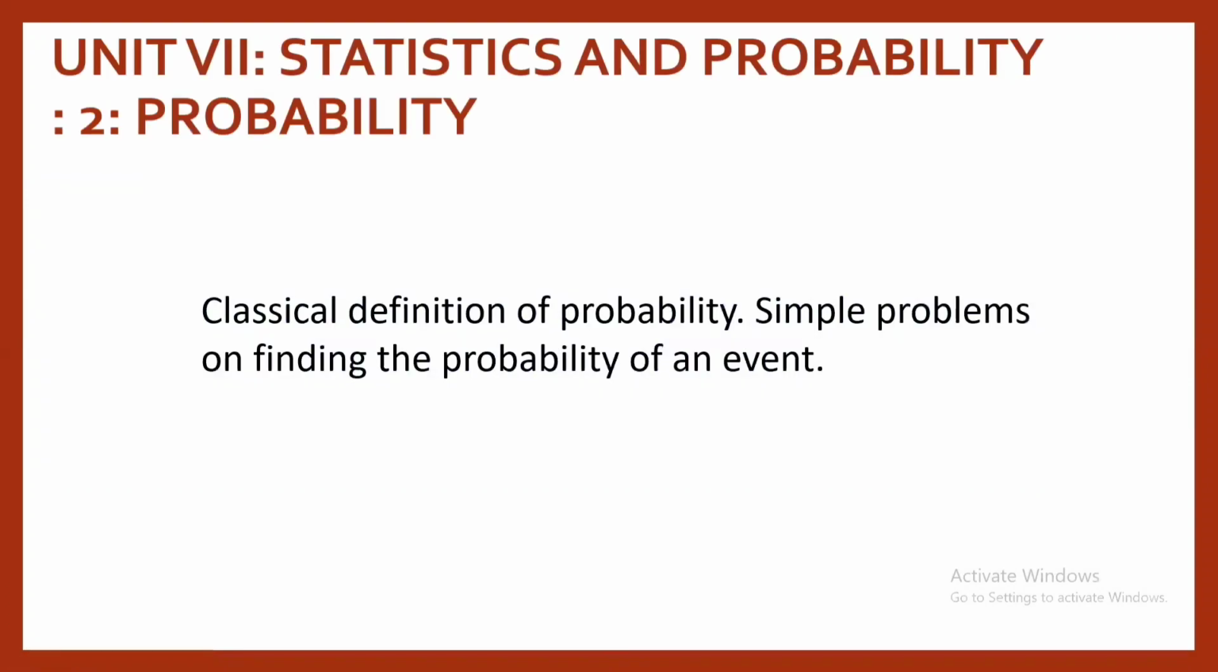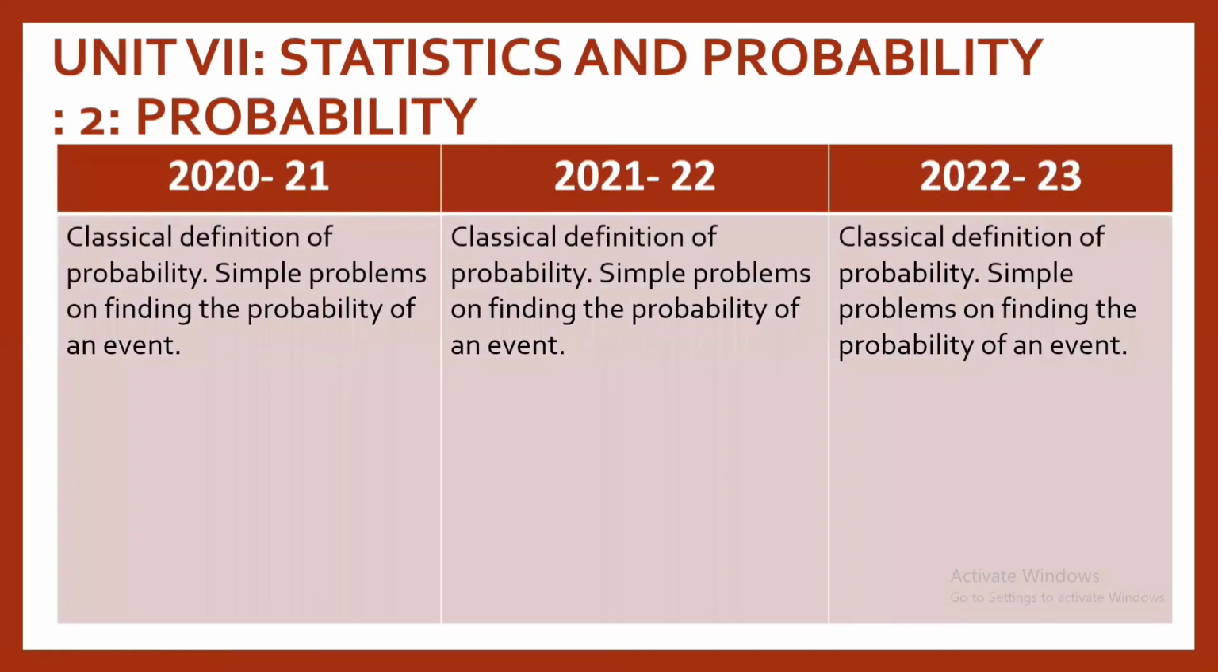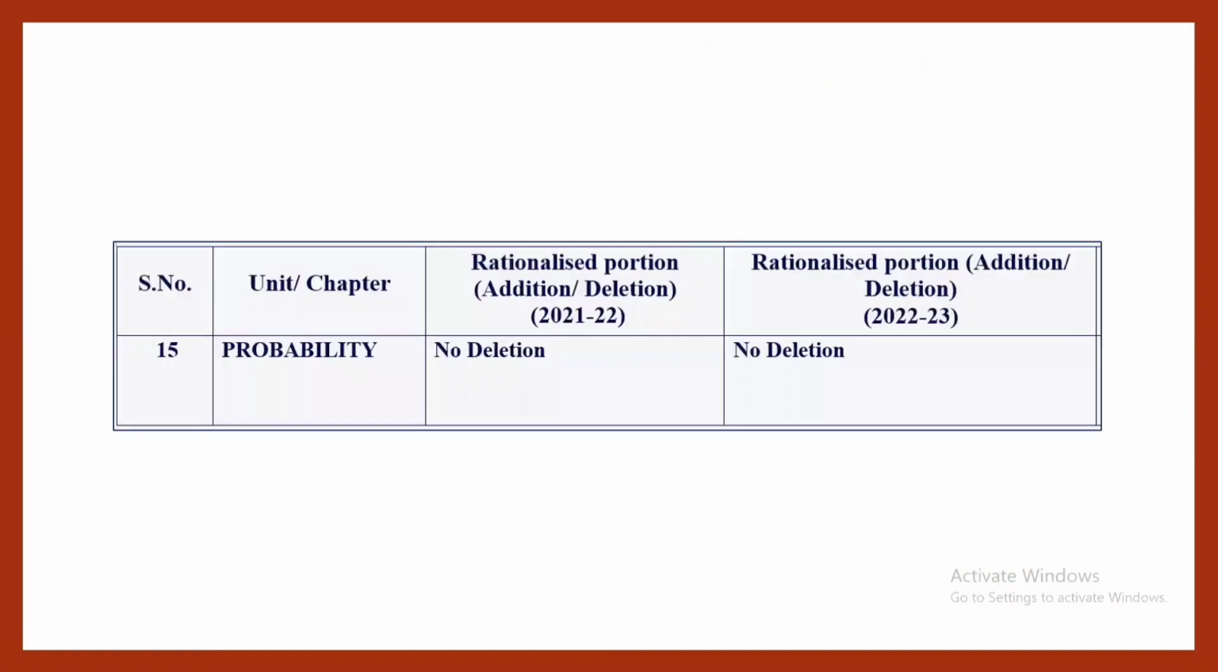So I'll just take you to the last chapter, probability: the definition of probability and simple problems of finding the probability of an event. The complete chapter is still there as it was earlier. So no change in the chapter, no deletion at all. So this is the chapter-wise discussion that we have done.